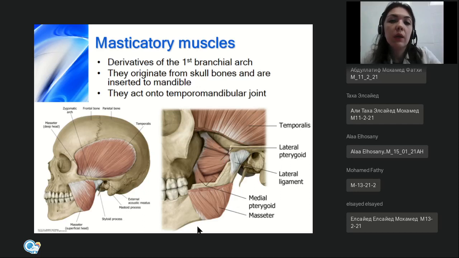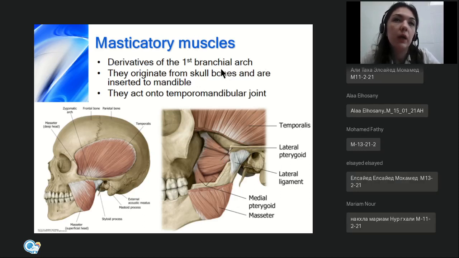And these masticatory muscles, as they are derivatives of the first branchial arch, receive nerve supply from the nerve which also originates from the first branchial arch. It is the trigeminal nerve.